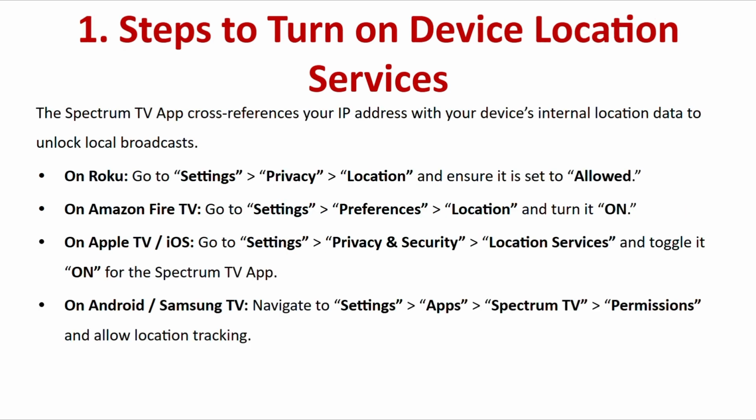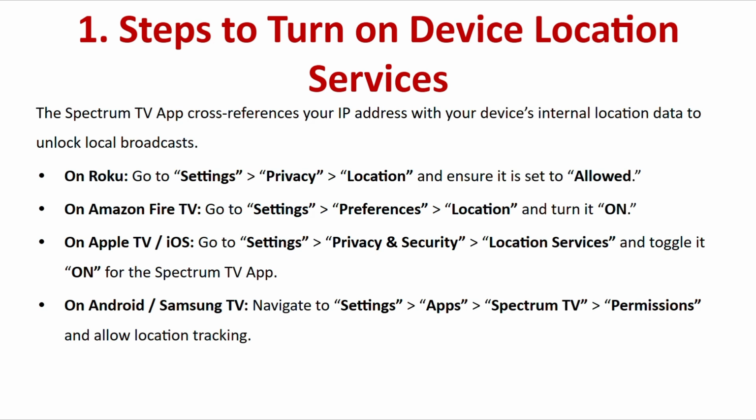Steps to turn on device location services. On Roku, go to Settings, find Privacy, then click on Location and ensure it is set to Allowed. On your Amazon Fire TV, go to Settings, then go to Preferences, find Location and turn it on. On Apple TV/iOS, go to Settings, then go to Privacy and Security, find Location Services and toggle it on for the Spectrum TV app.